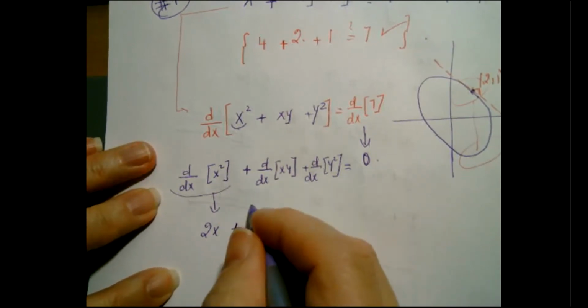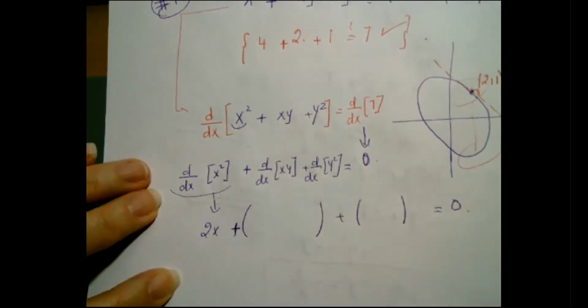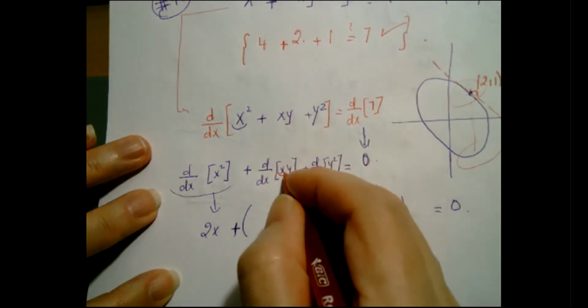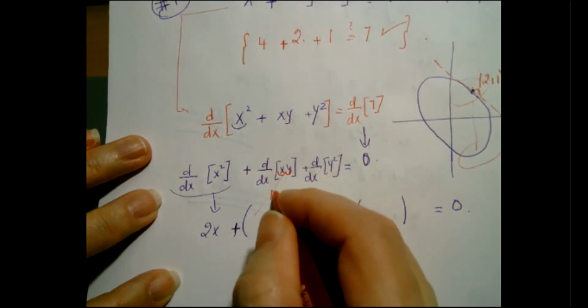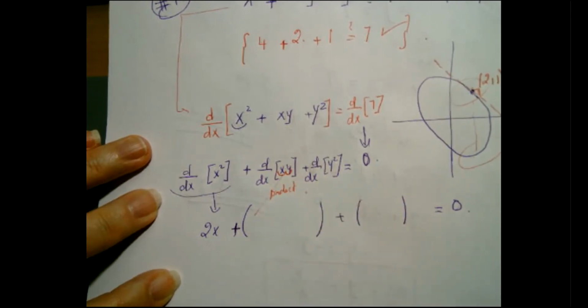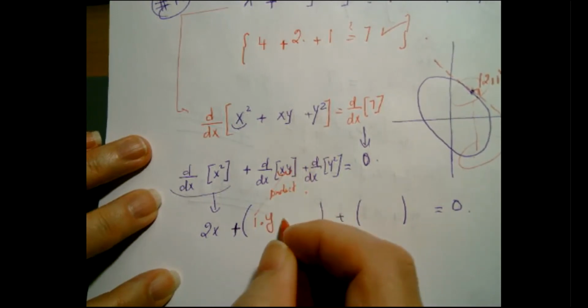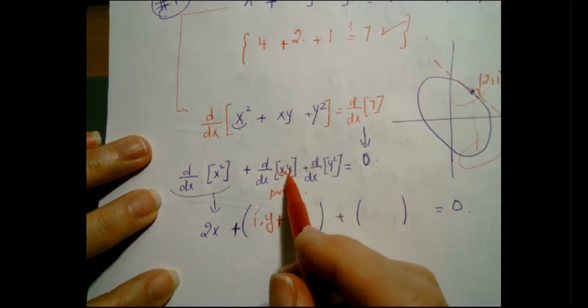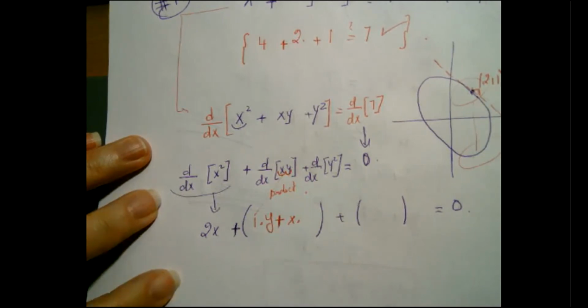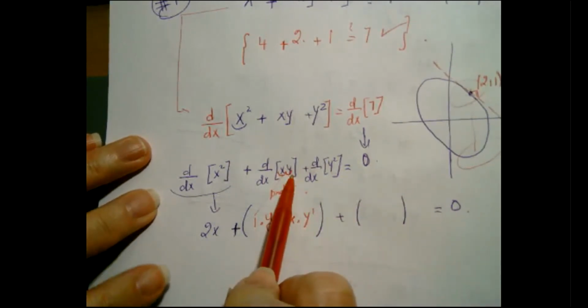Plus, what's the derivative of xy? Okay, that's the product rule, crucial. From here to here, we're using the product rule. Derivative of x, which is 1, times y. Be very careful. Plus x times what? Times y prime, because this is a function of x.